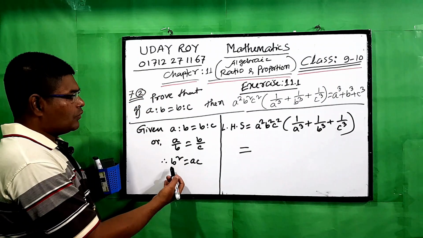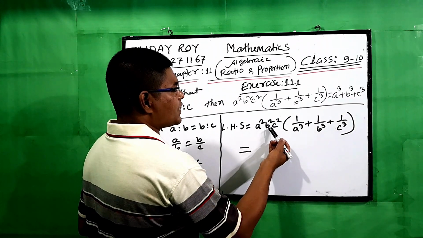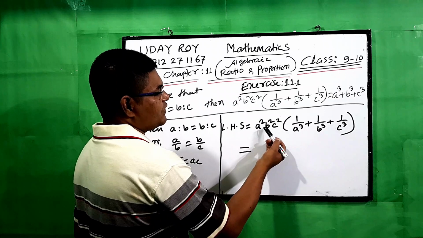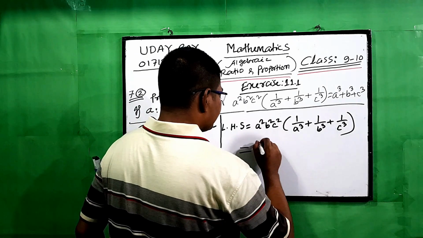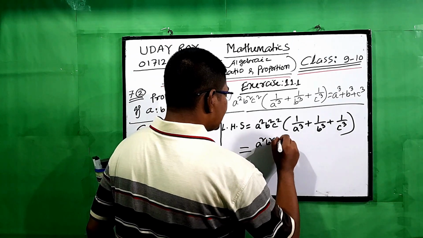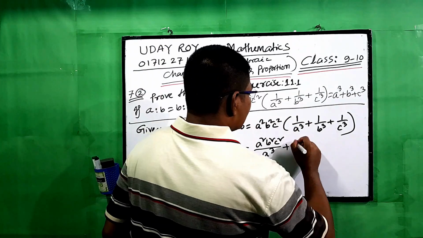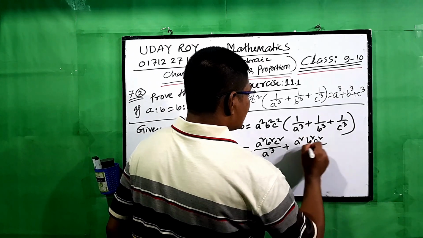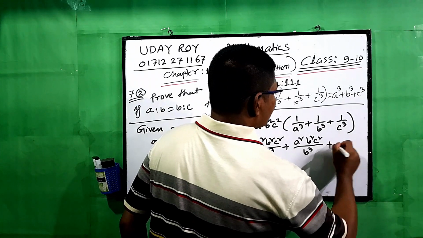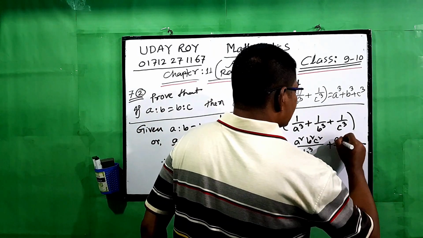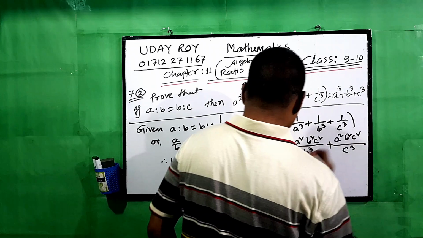Now you have to put in the value b square equal to ac. Let's come to the point. a square b square c square is the multiplied position. So you have to multiply a square b square c square into 1 by a cube, 1 by b cube, 1 by c cube. We get a square b square c square divided by a cube plus a square b square c square divided by b cube plus a square b square c square divided by c cube.